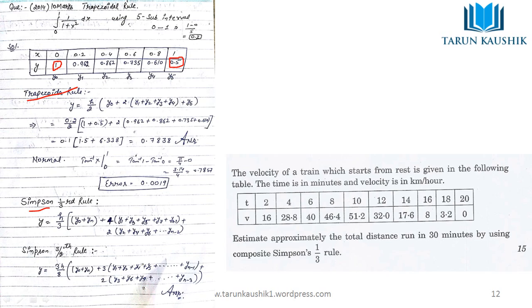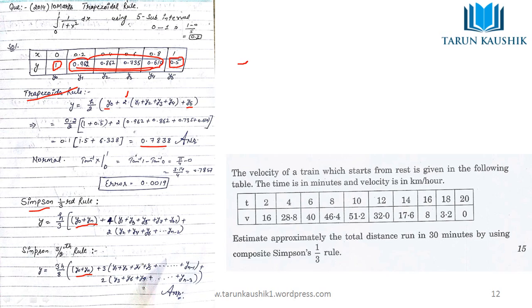Like here, y0 plus y5, meaning first and last. Here also y0 plus yn. So add the first and last term, and add these with twice the summation of all the terms which come between the first and last point. So add these 4 terms and multiply them by 2, add these to the first and last, multiply that with the step size h, and divide the whole term by 2. You will get your answer.